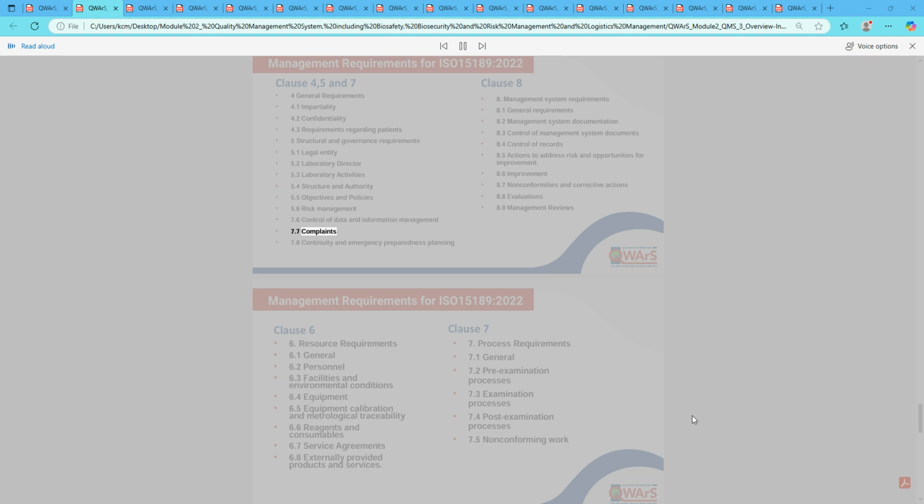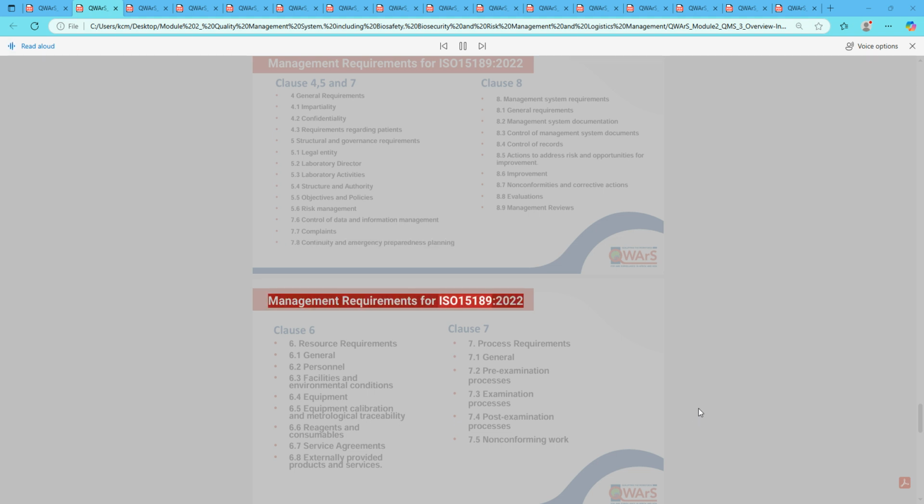7.7 complaints. Clause 8, Management system requirements: 8.1 general requirements, 8.2 management system documentation, 8.3 control of management system documents, 8.4 control of records, 8.5 actions to address risk and opportunities for improvement, 8.6 improvement, 8.7 nonconformities and corrective actions, 8.8 evaluations, 8.9 management reviews. 7.8 continuity and emergency preparedness planning.